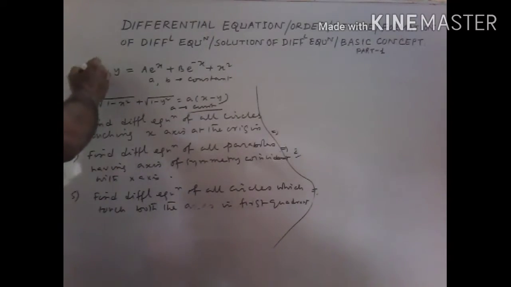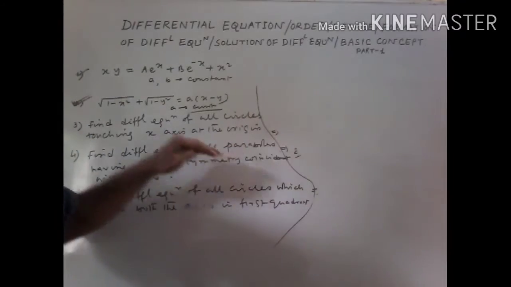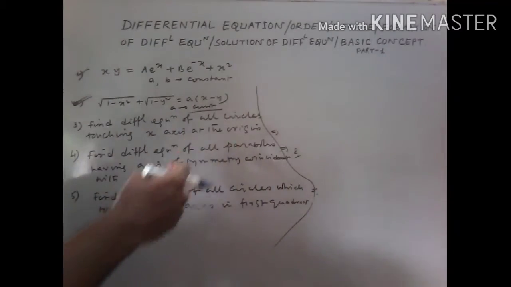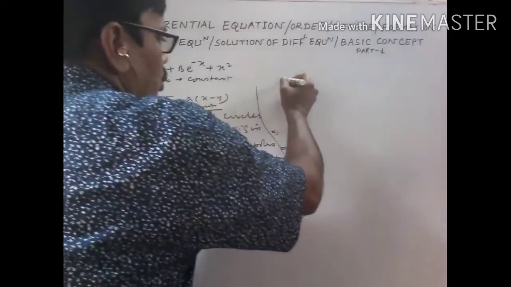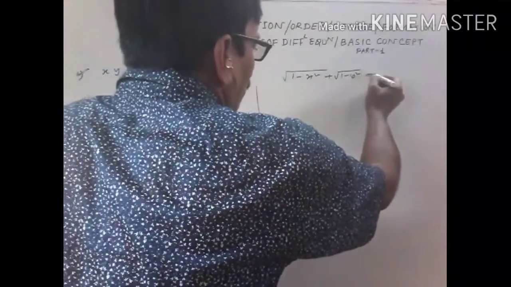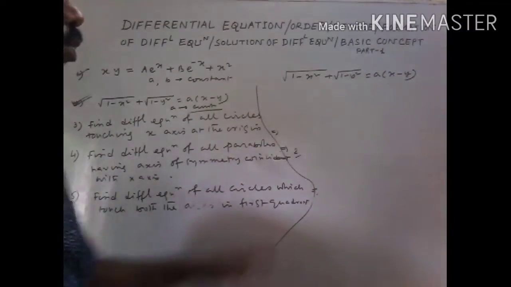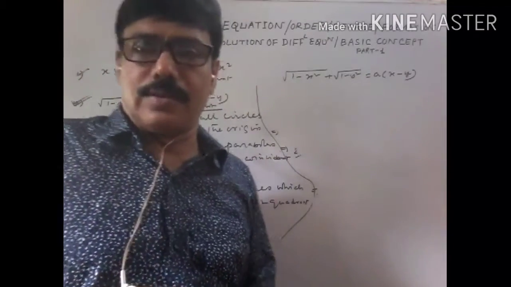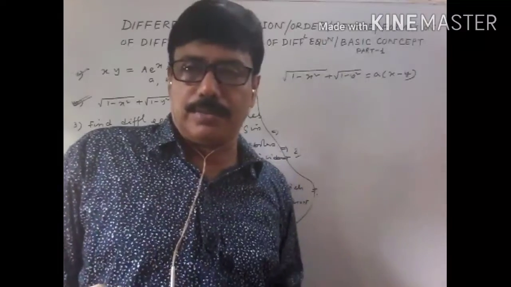So suppose problem number 1 and 2. The relation is given, so we have to find the differential equation. This type of problem is easy. So suppose problem number 2: root over 1 minus x square plus root over 1 minus y square equals a into (x minus y). We have to form the differential equation where a is an arbitrary constant. So only one constant a, so one time derivative is permissible.